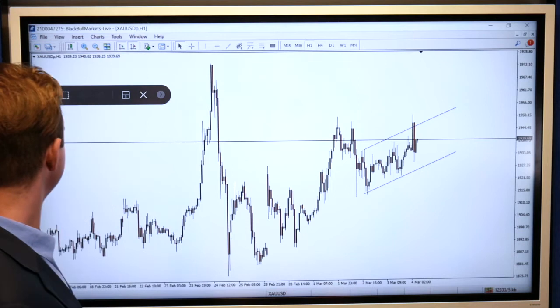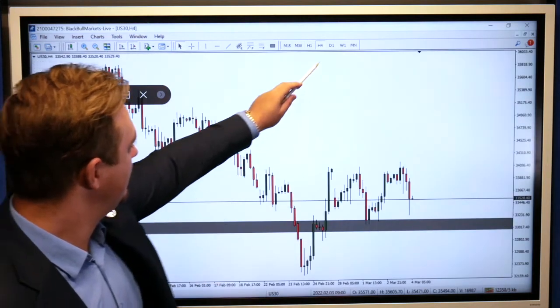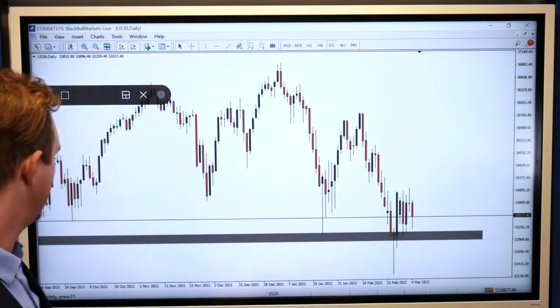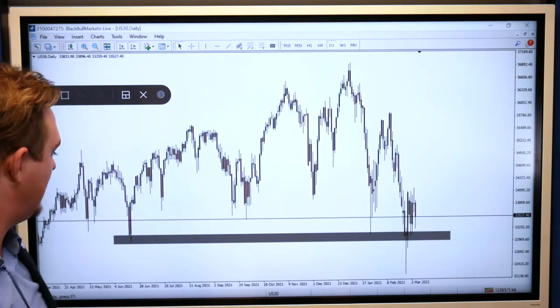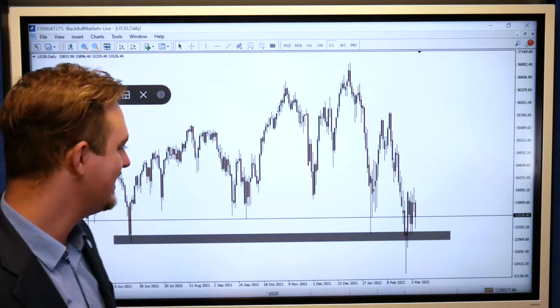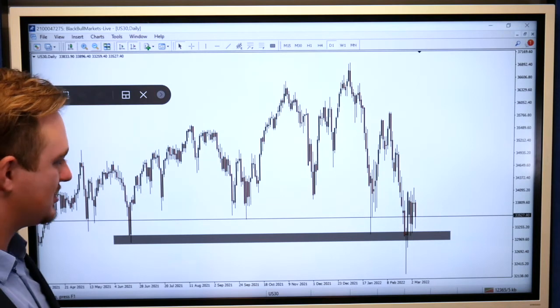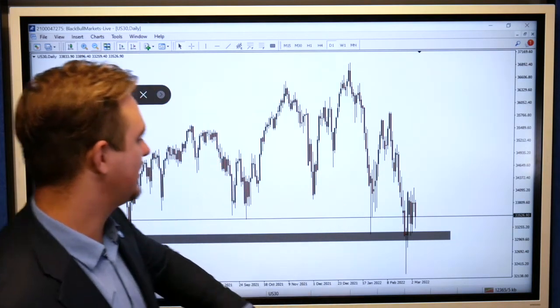Last pair, Dow Jones, US 30. Daily time frame, we can see nice support. We'll zoom it out a little bit. We can see we're sitting on support, major consolidation zones, major wicks rejecting, just having a bit of a nightmare, a bit of a struggle to break through that support.